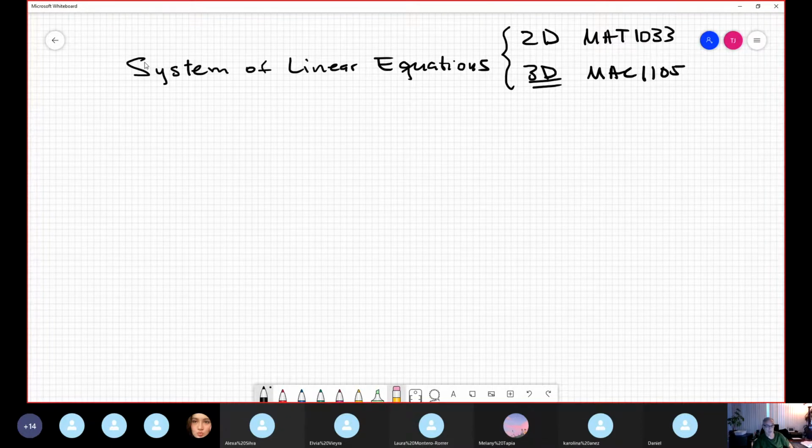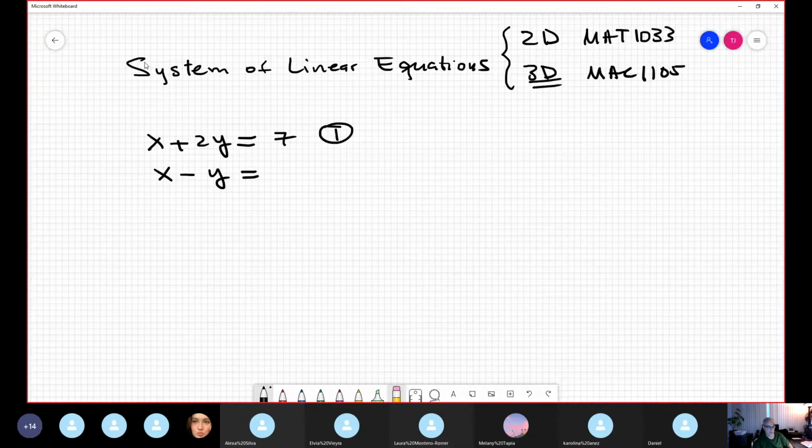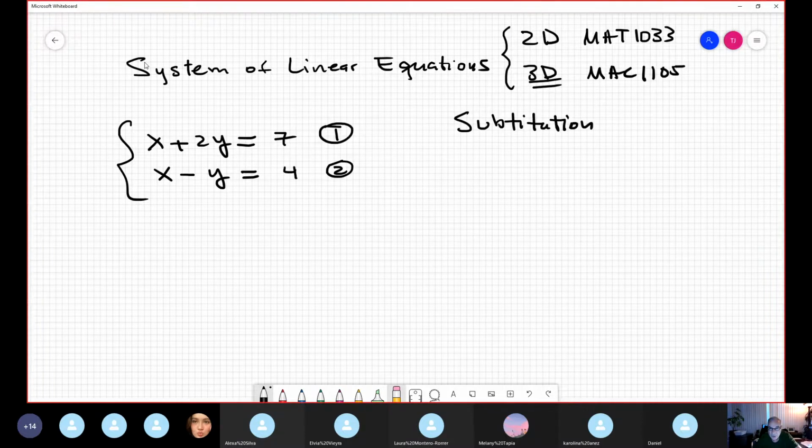So we have a system, for example, x plus 2y equals 7. This is my first equation. And x minus y equals 4. This is my second equation. And this is the system. My goal is to find one ordered pair x, y that satisfies both equations. Okay, let's do it. There are basically two methods. One method is called substitution. Another method is called elimination, but I want to explain substitution now, elimination after.